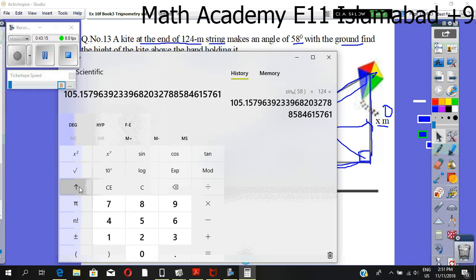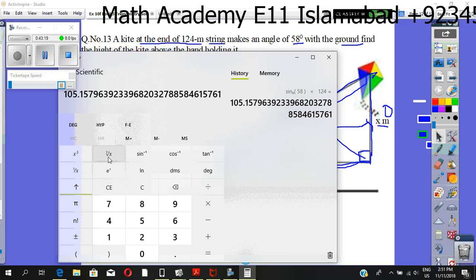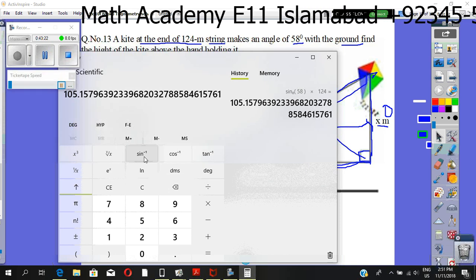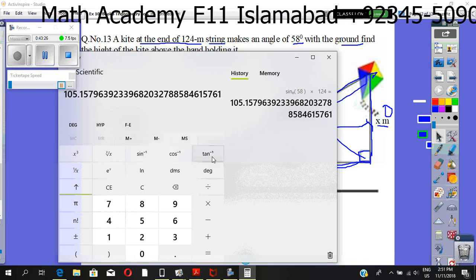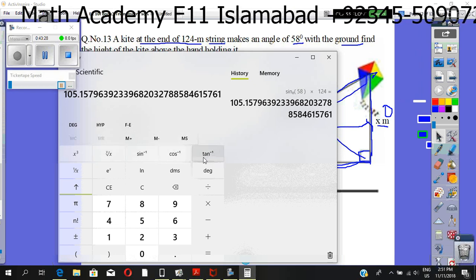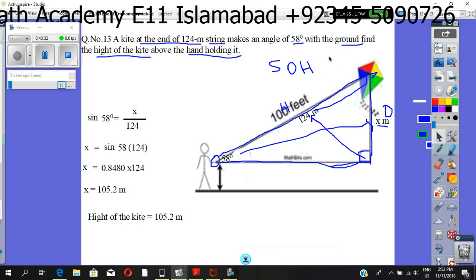When I'm supposed to find the inverse, here my second function is the arrow above the arrow. Use your second function for the inverse of sine, cos inverse, tan inverse, and other functions here also. Some functions are with the second function.